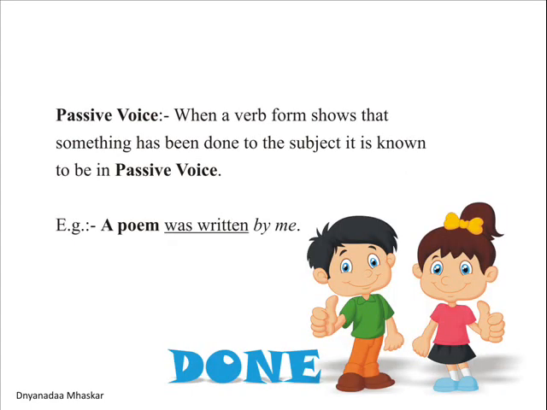Let us see passive voice. When a verb form shows that something has been done to the subject, it is known to be in passive voice. Example, a poem was written by me. A poem is the subject, was written is the verb, me is the object. So what do we observe in this sentence? The action has been given more importance than the subject.